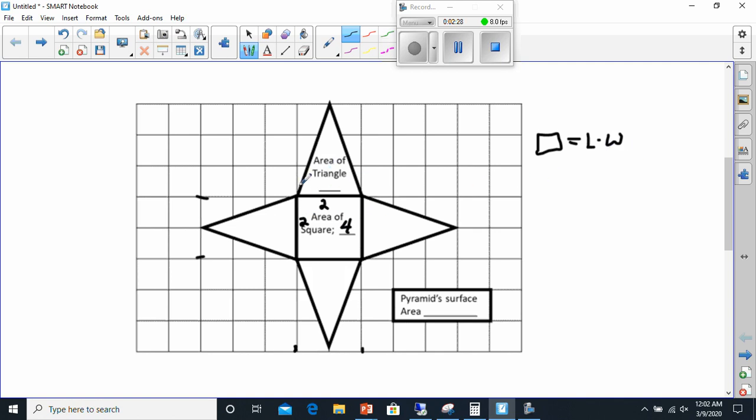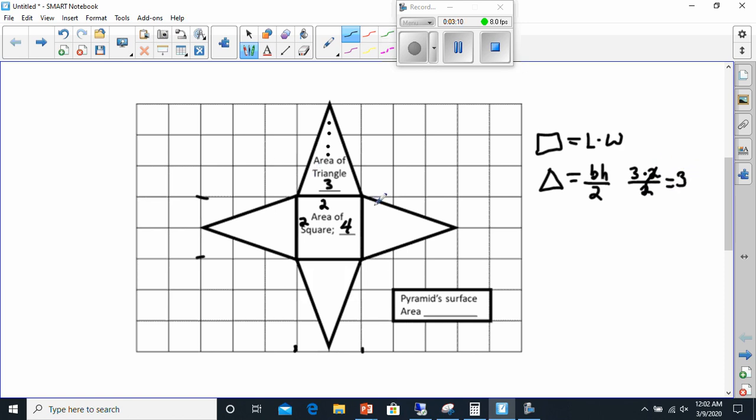Let's see. Now I've got the triangles. Well, this is 1, 2. And we know this is 2. And then we're going to say 1, 2, 3 for the height, which means going straight up and down. This is going to be 3. Well, remember the formula for a triangle is base times height divided by 2. If that's true, the base is 2, the height is 3, so that's 3 times 2 divided by 2. Well, these are going to cancel out and just leave 3.